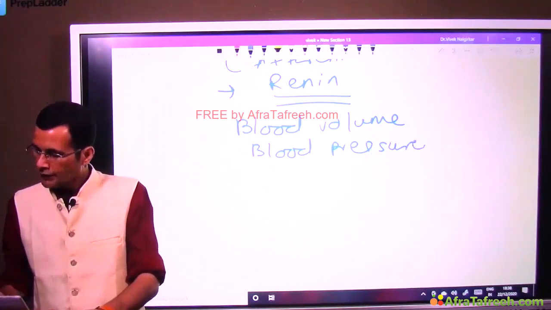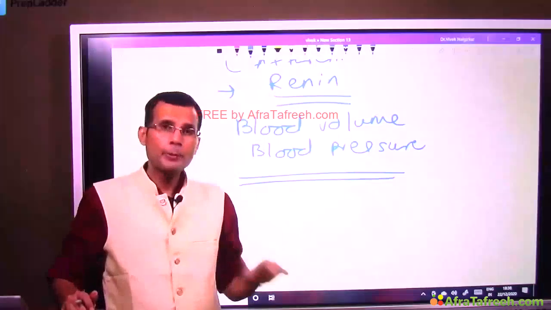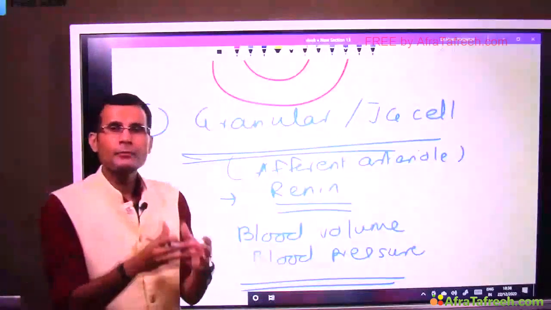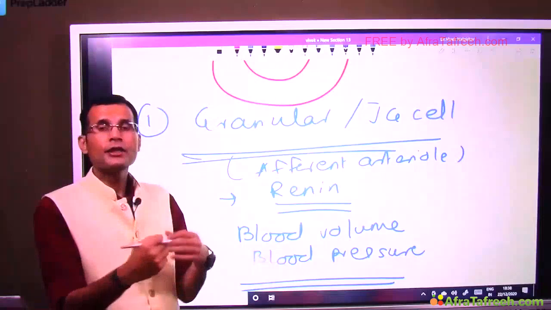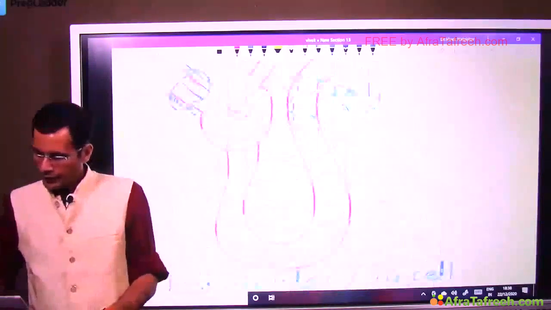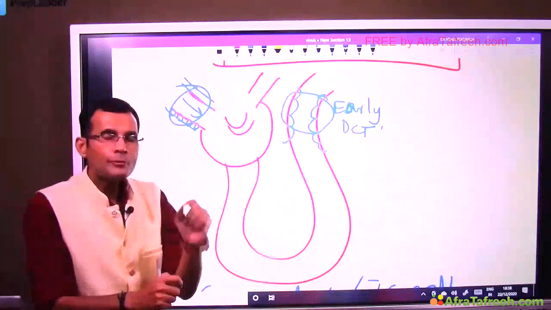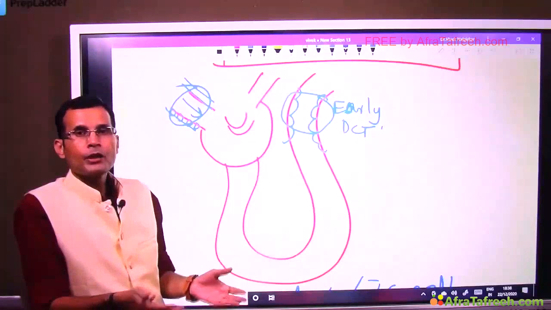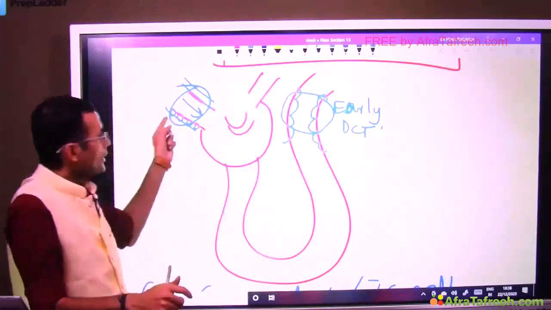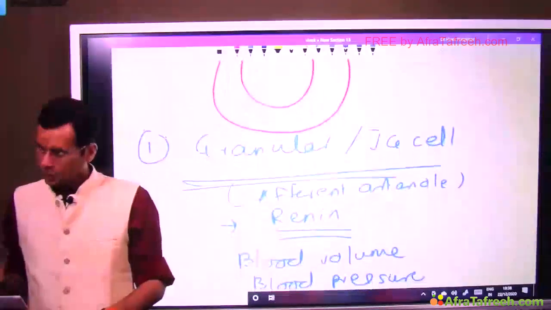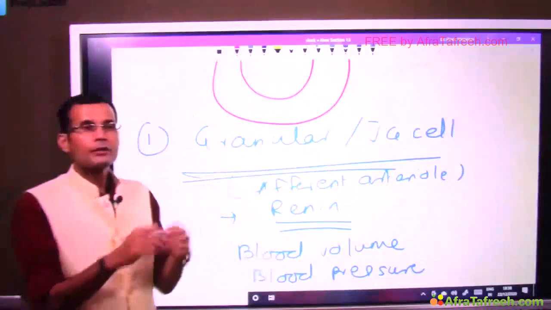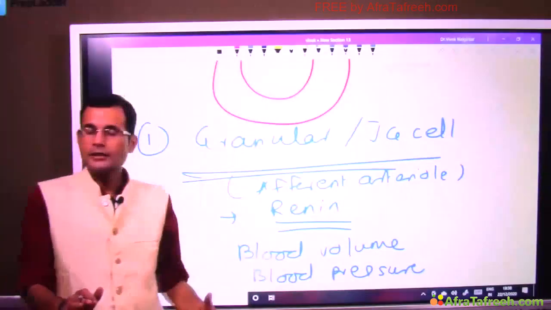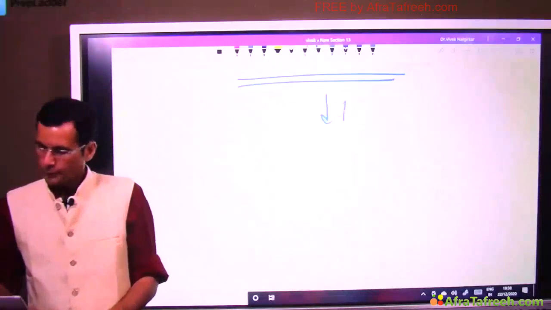We have done this in the CVS, so I'll just avoid the repetition. That if there is a decrease in blood volume and therefore there is a decrease in blood pressure, then there are volume sensors and baroreceptors present in the renal artery. They will sense it, and then these cells will release renin. There will be something called as PRA, plasma renin activity. It will increase, and what happens as a result?